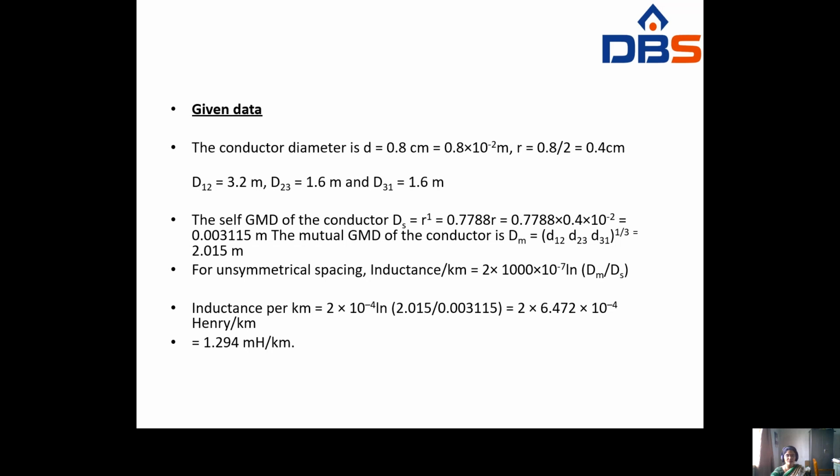The Ds value will be 0.003115. That is equal to, finally you can get, 2 into 6.472 into 10 to the power of minus 4 Henry per kilometer. Whenever you solve this, 2 into 6.472 into 10 to the power of minus 4, at that time you can get the value finally as 1.294 millihenries per kilometer. So this is the solution for this problem.